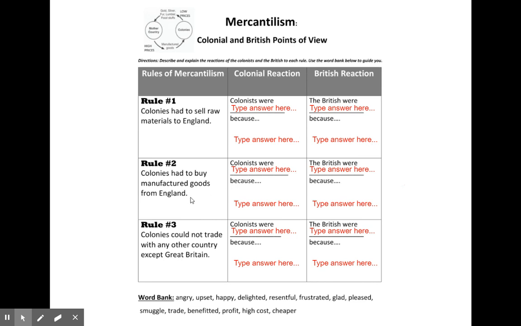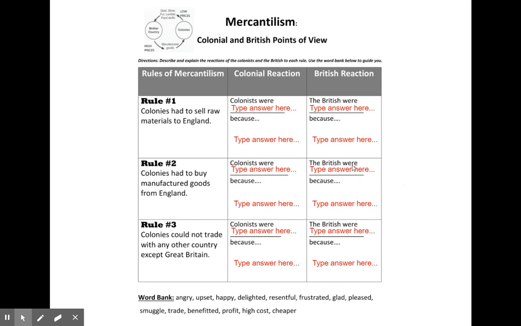And then you have the next rule, colonies had to buy manufactured goods from England. Well, why do the colonists not like that? Well, because they could buy stuff from other people for cheaper, or you want the flexibility of being able to buy stuff that England doesn't make from other places. So please explain that. And then why do the British like it?